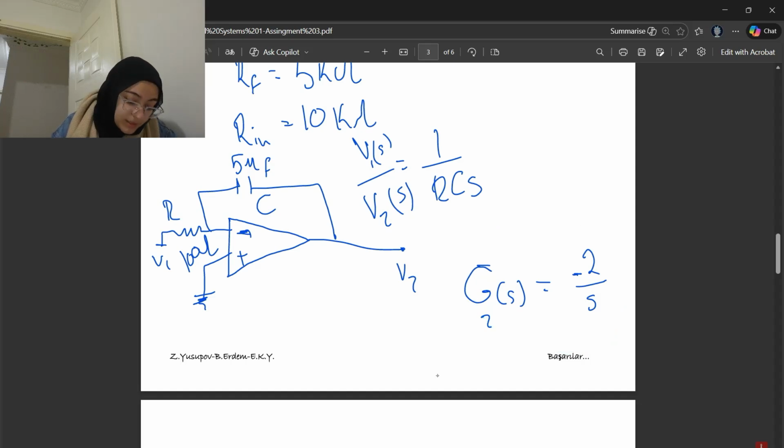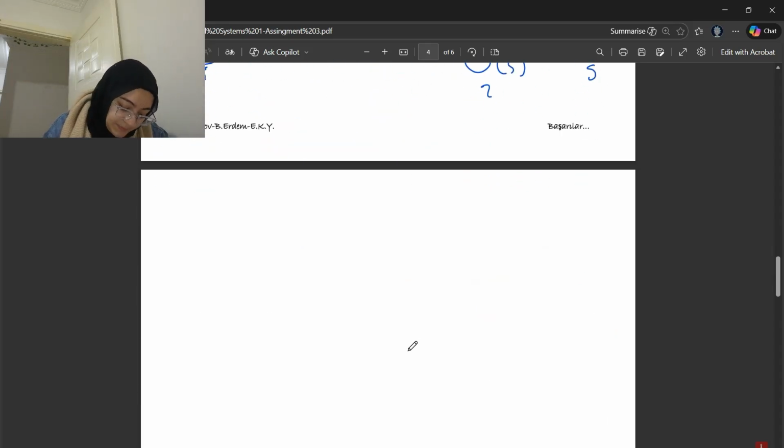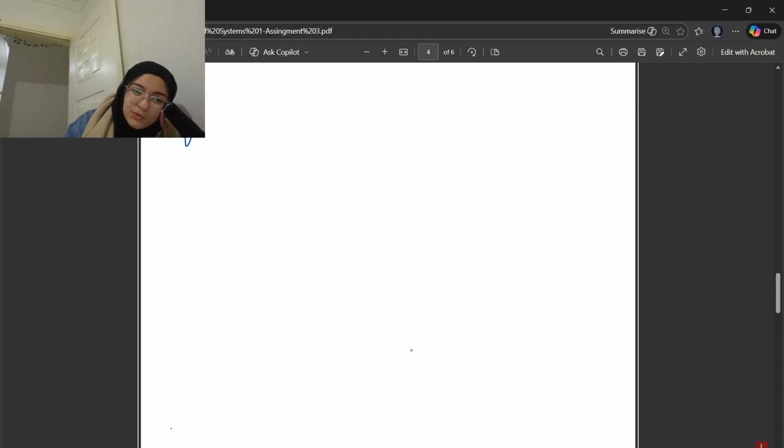Let's find the third one. The third one will be an inverting amplifier, also the same as the first one. Here is coming V2, I think, and here is a resistor. Here is also a resistor, and here we have an op-amp, an inverting op-amp. Okay, here RF, Rn.